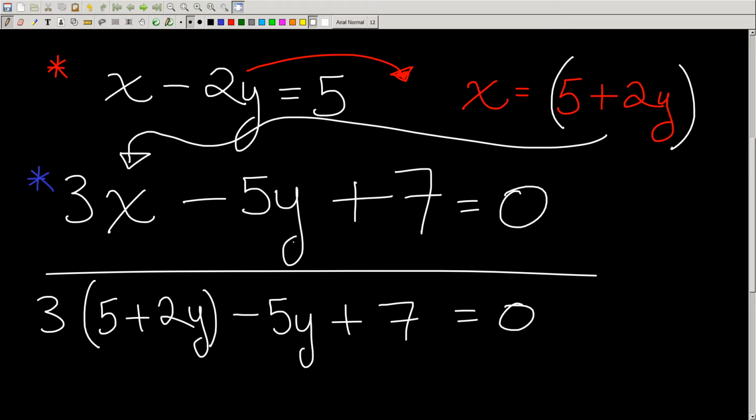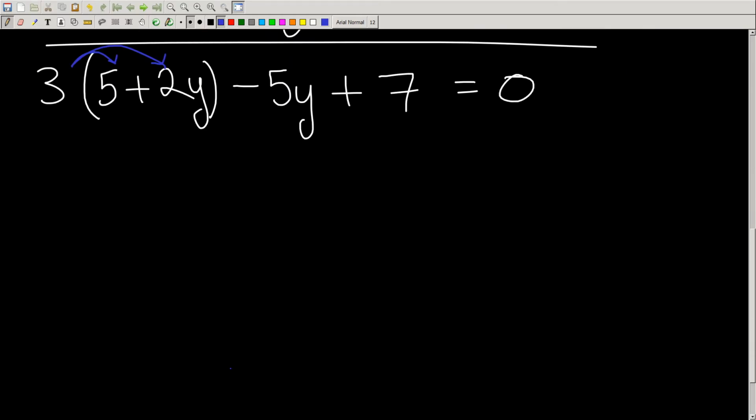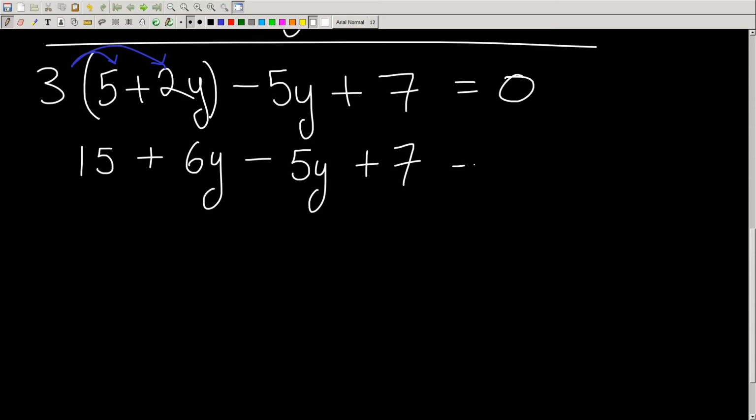The first thing I can do here is distribute this 3 in, meaning multiply that 3 in. So I'm going to go ahead and do that. What do I get? I get 15 plus 6y minus 5y plus 7 equals 0. The next logical step is to collect any like terms and solve for the indicated variable, the variable that's left. In this case, it's y. So 15 plus 7 is positive 22.